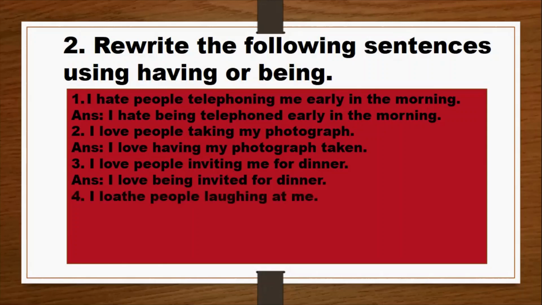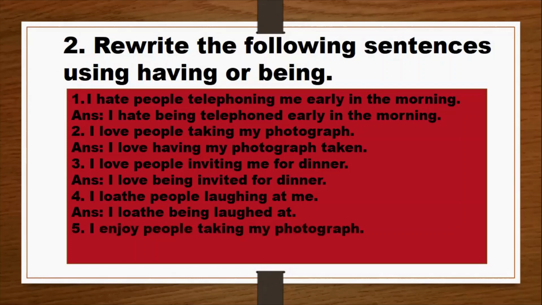Number four, I loathe people laughing at me. Nobody likes to be laughed at, right? So I loathe people laughing at me. We have me there, and the answer is I loathe being laughed at. We even have to write at, because whenever we notice a verb and preposition, that is a prepositional phrase, in such a case we have to write both the verb and the preposition. We simply cannot write I loathe being laughed only. We have to write I loathe being laughed at.